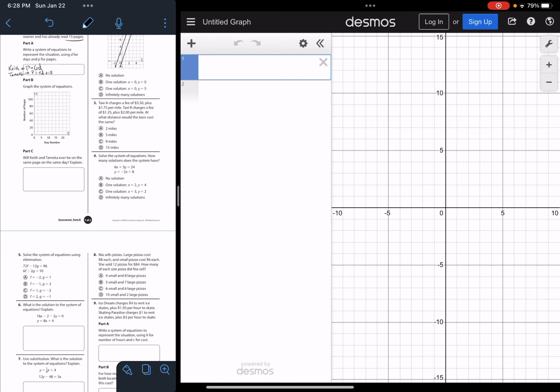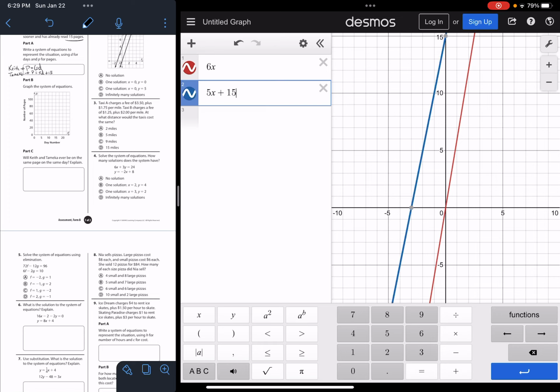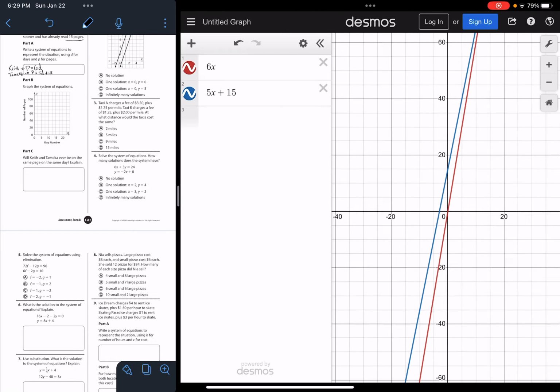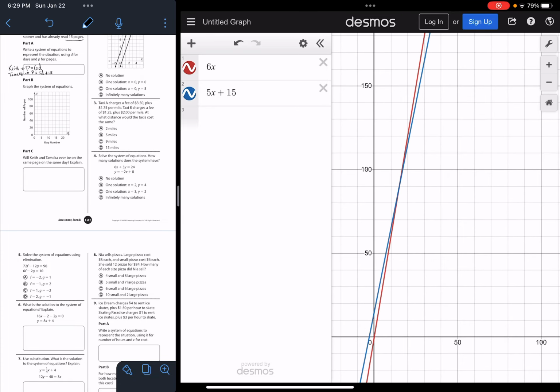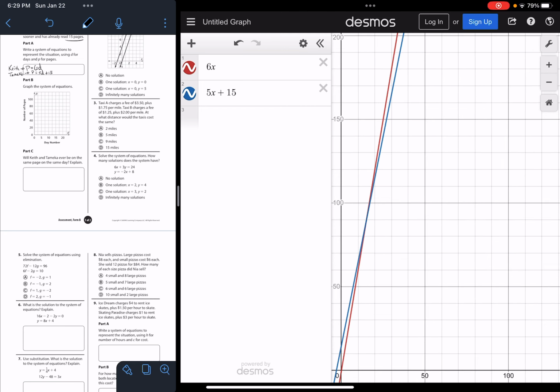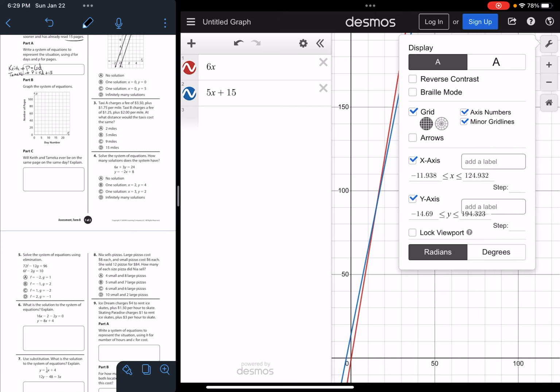You can just say 6x, and then the other one can be 5x plus 15. So you got 6x, 5x plus 15. All right, and then we can zoom out and see how this graph would look. And if you zoom in here, this is kind of what it would look like. They'll probably have it zoomed in more like this, but your x-axis will be a little bit different. Not 100% sure if I can modify the x-axis.